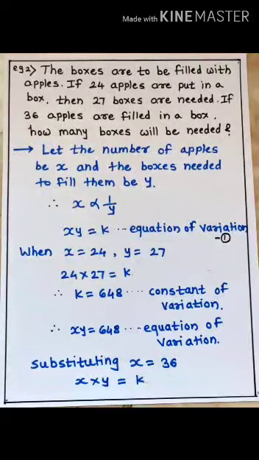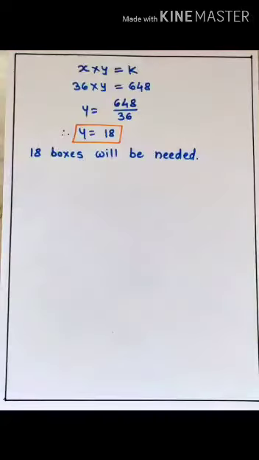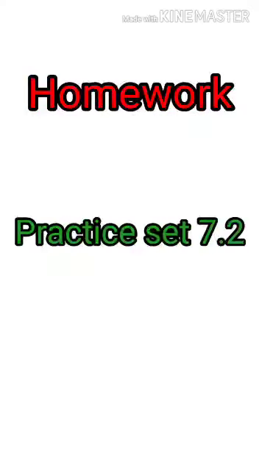Now, substitute the value of x, that is 36. So, x multiplied by y is equal to k. Substitute the value of x as 36. So, 36 multiplied by y is equal to 648. Y is equal to 648 divided by 36. Therefore, y is equal to 18. That means 18 boxes will be needed.